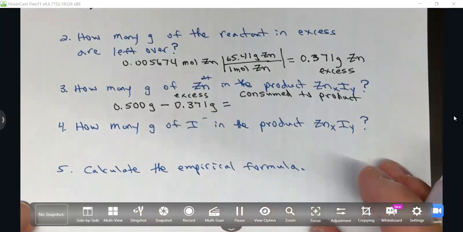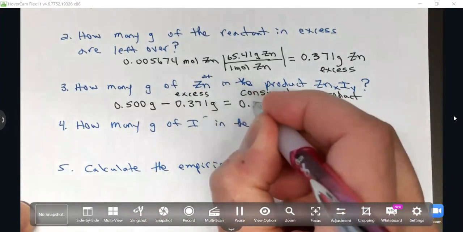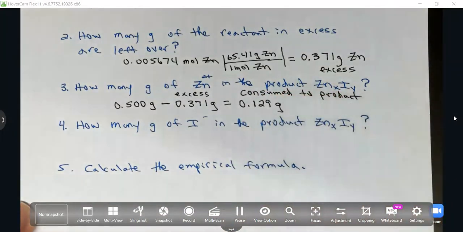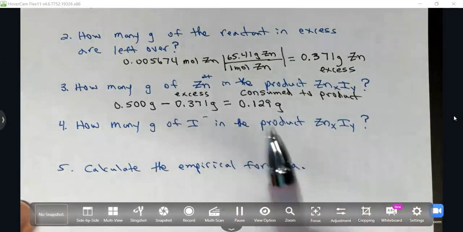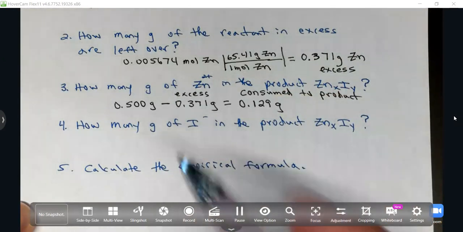What do we get here? Help me with the math. That's 0.129, right? 0.129. How many grams of iodine in the product? 0.5, right? Because it was limiting.